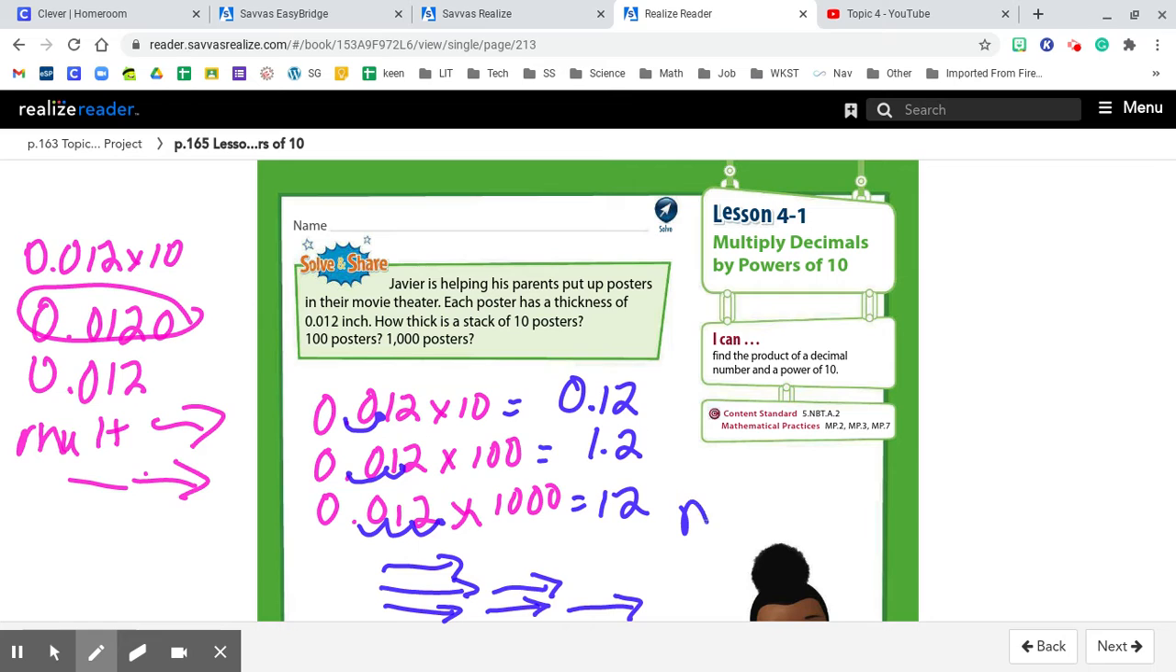And that's for multiplying. Let's preview the next chapter. If you divide, you're not going to be making your value bigger. You're going to be making it smaller. So it's the same process. We're just going to move the decimal in the other direction when we divide by 10, 100, and 1,000.